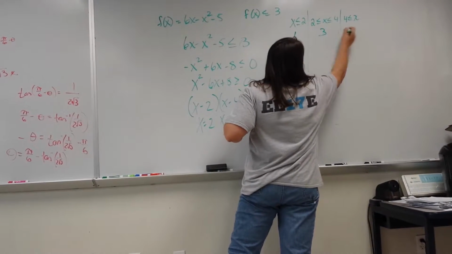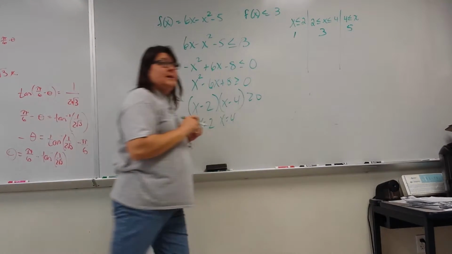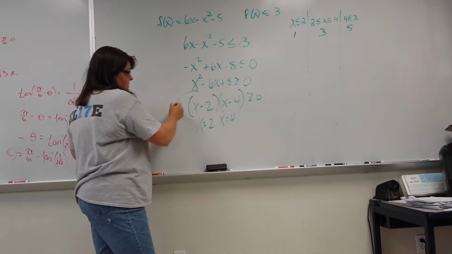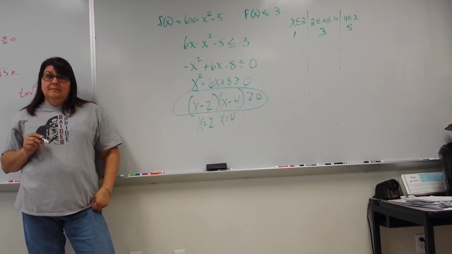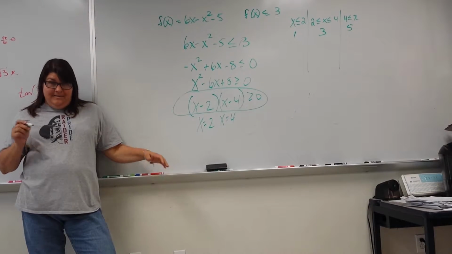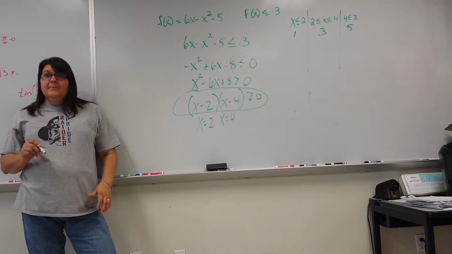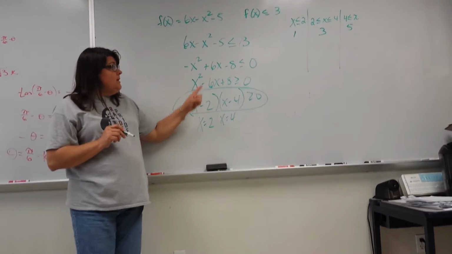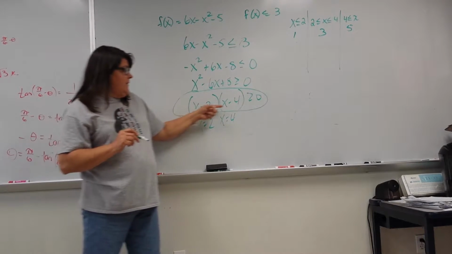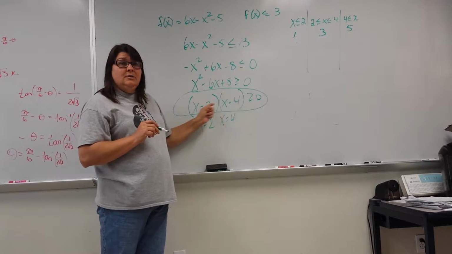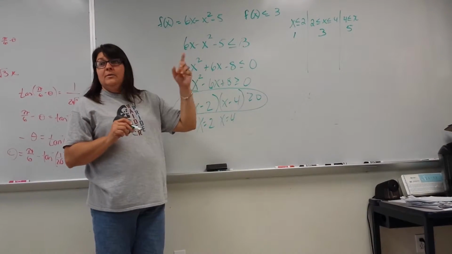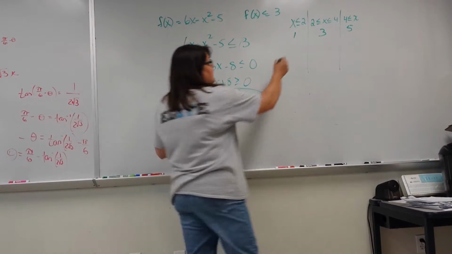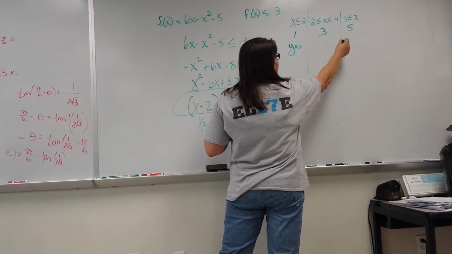1, 3, 5. And where do I plug it in? You plug it into where we factored it. And if it's greater than or equal to 0, then that means it's a yes. If it's less than, then no, it's not what we want. Right, exactly. So if I plug in a 1, I get a negative times a negative, which makes a positive. So it's bigger than 0, so it's a yes. So we think yes, no, yes, right?